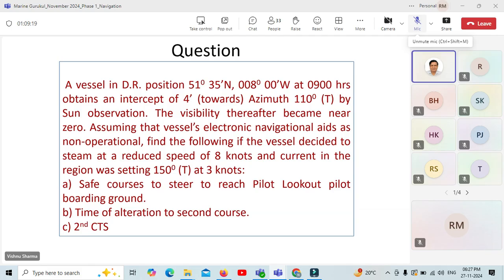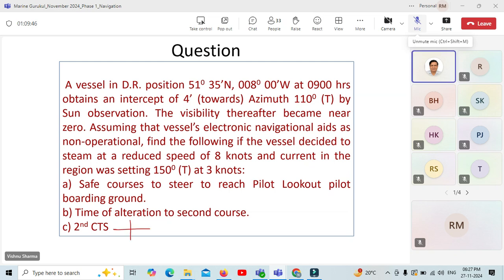Assuming that the vessel's electronic navigational aids are non-operational, find the following if the vessel decides to steam at 8 knots. Current in the region was 150 degrees at 3 knots. There is no wind mentioned. So now guys, if you see in this case, what will you do? You will plot the DR.